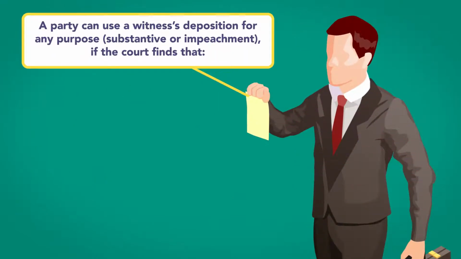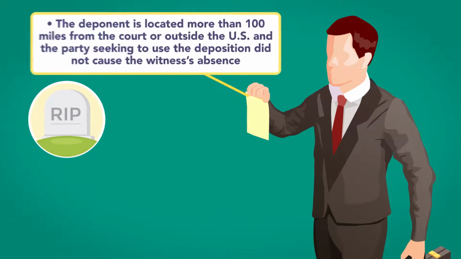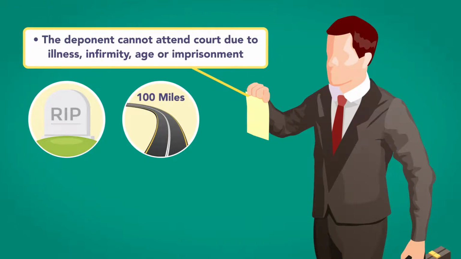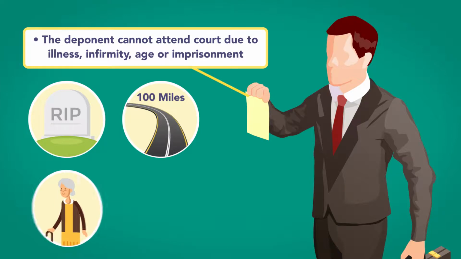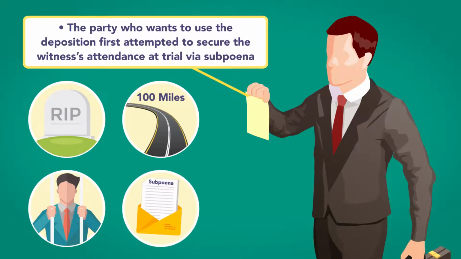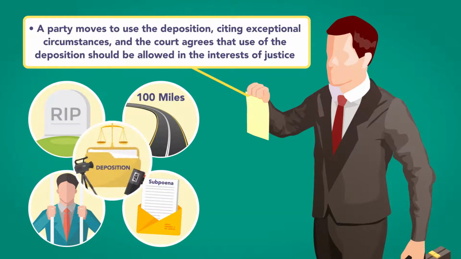A party can use a witness's deposition for any purpose, substantive or impeachment, if the court finds that the person is dead, or is located more than 100 miles from the court or outside the U.S., and the party seeking the use of the deposition did not cause the witness's absence, or if he cannot attend court due to illness, infirmity, age, or imprisonment, or the party who wants to use the deposition first attempted to secure the witness's attendance at trial via subpoena, or a party moves to use the deposition citing exceptional circumstances, and the court agrees that use of the deposition should be allowed in the interests of justice.